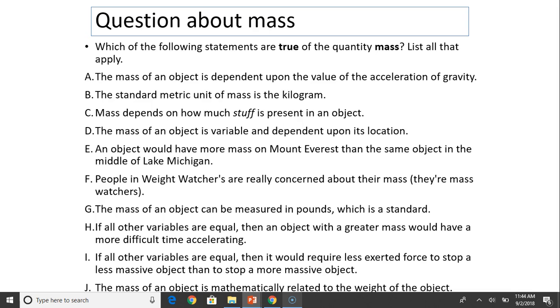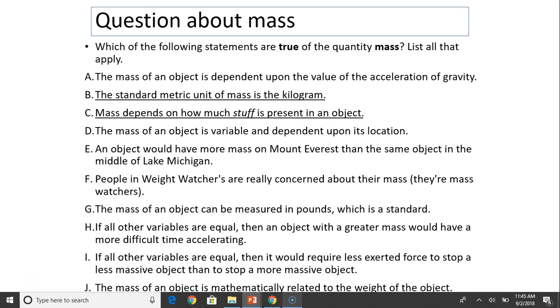Question about mass. Which of the following statements are true of the quantity mass? List all that apply. A, the mass of an object is dependent upon the value of the acceleration of gravity. False. Mass is the amount of matter in an object. B, the standard metric unit for mass is kilograms. That is true. Mass depends on how much stuff is present in the object. That's true. That's the definition of mass.